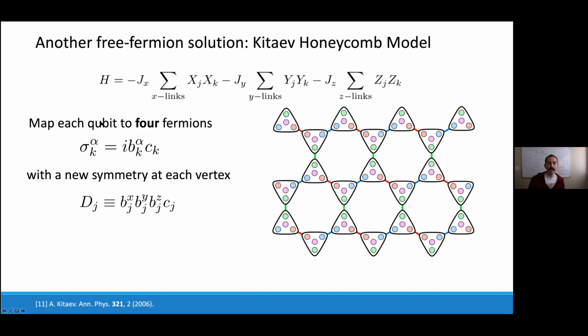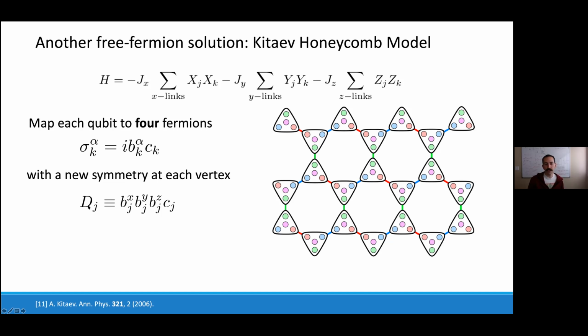He did this by mapping each qubit to 4 different fermions. So remember, the qubits were spins that lived on the vertices of this honeycomb lattice. What we're going to do now is say that every Pauli, so the Pauli at site k labeled by alpha, is going to get mapped to some phase times a Majorana operator b_k times c_k. And these are going to be labeling these 4 Majorana operators.